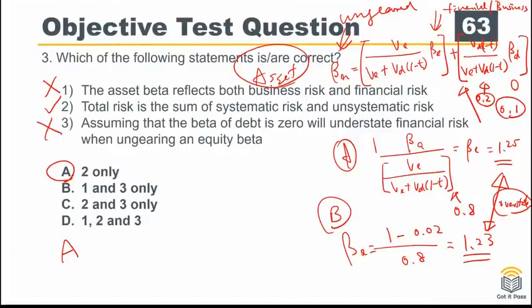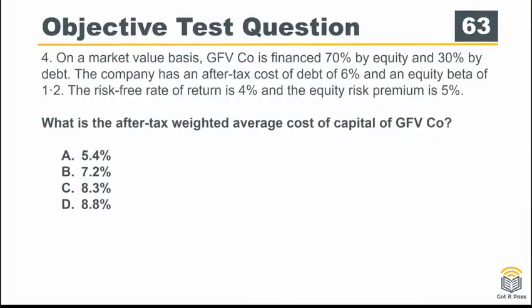Okay, I would like to use the proof showing how to get the answer here. The last one is a calculation. The question asks you to calculate the after-tax weighted average cost of capital on the market value basis. This company, GFVCO, is financed 70% by equity and 30% by debt. The company has an after-tax cost of debt of 6% and an equity beta of 1.2. The risk-free rate of return is 4% and the equity risk premium is 5%. Given this information, please work out the WACC.